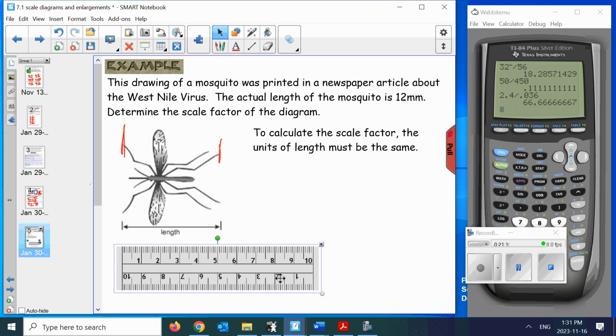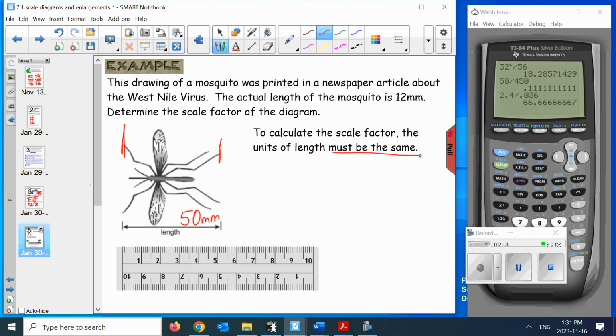So you guys are telling me that that is 50 millimeters. Is that right? We've used the same measurement units. We know how to use millimeters on one of these. So the actual over the, or I said it upside down, the drawing, 50 millimeters, over the actual, which was 12 millimeters.